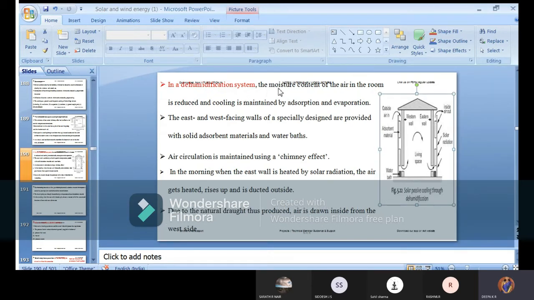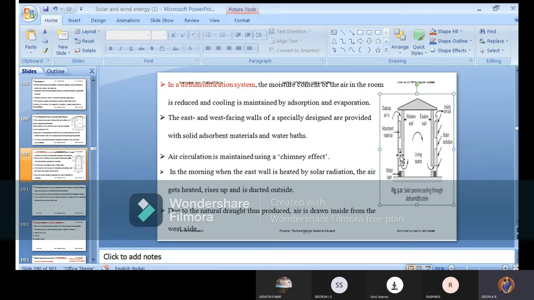Okay, so here the moisture content of the air in the room is reduced and cooling is maintained by absorption and evaporation. Absorption means we directly consider the point like solar radiation. So we are getting absorption, we are going to try to heat the system. But here, the observation is in reverse order: whatever heat is present in the living area, we have to take it out and reduce the room temperature.